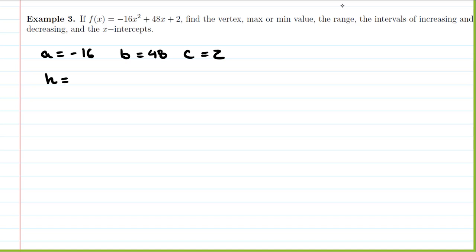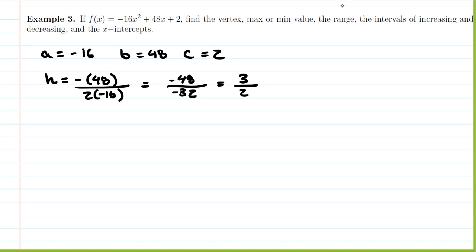So then h is negative b over 2a, so that's negative 48 divided by 2 times negative 16. So that's negative 48 divided by negative 32. 48 and 32 are both divisible by 16, and a negative divided by a negative is a positive. So 16 goes into 48 3 times, and 16 goes into 32 2 times. So 48 over 32 reduces to 3 halves.